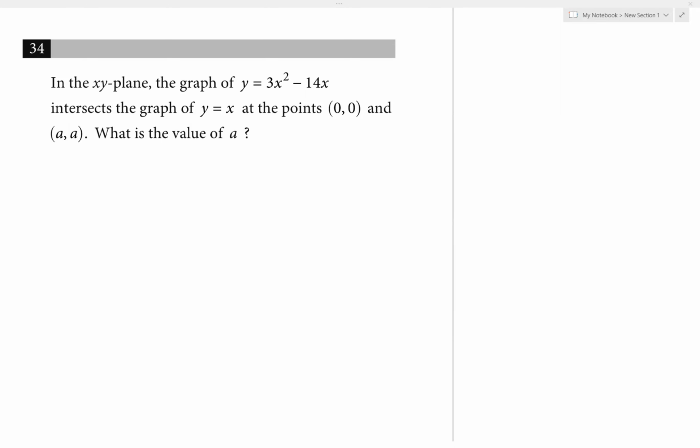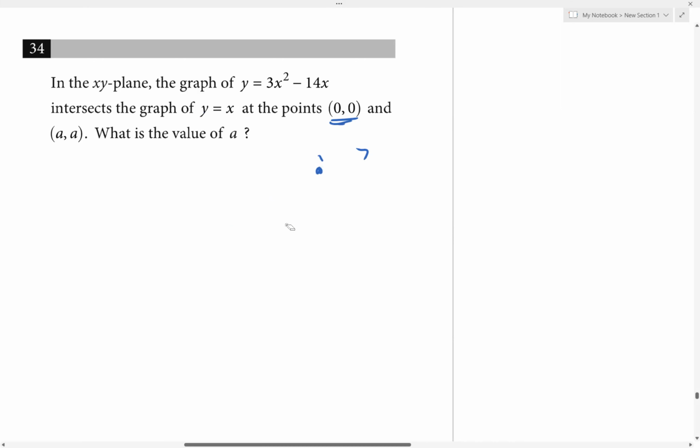Okay. So for this one, what we have is two equations and the graphs intersect at 2 points. The first equation is 3x squared minus 14x. So that's a parabola, right? So it's like a U-shaped graph. And then the other one, y equal to x, is a straight line. So yeah, they will intersect at 2 points here. Okay, so we're trying to figure out what the 2 points are. Seems like we know one of them should be at 0, 0, that's an intersection. We're trying to figure out the other one, that'll be the a value.